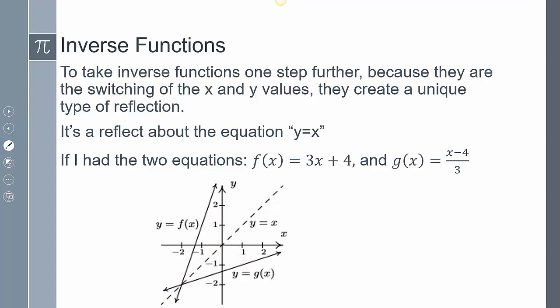Now I said we're swapping the x's and y's. Notice if this point looks about like (1, negative 1), if I swap the x and y, it becomes (negative 1, 1). If this looks like (2, almost a half), then it becomes (almost a half, about 2). So my x's and y's are swapping each other.